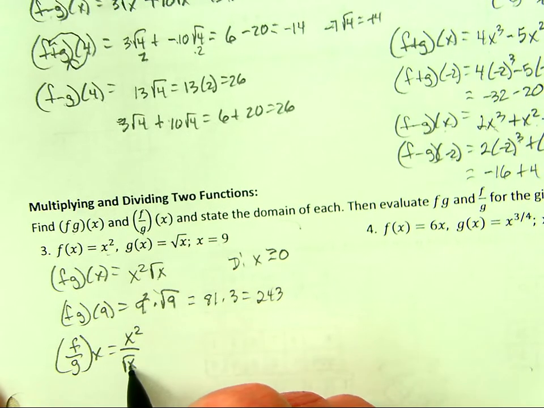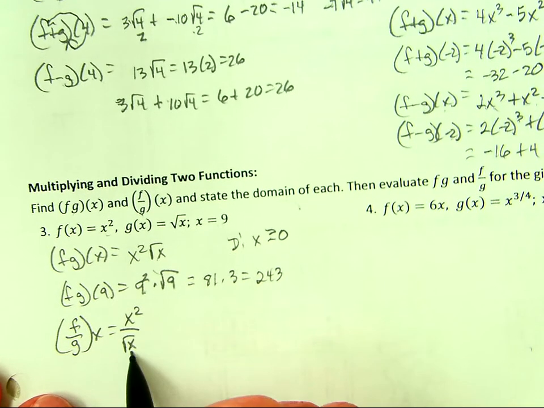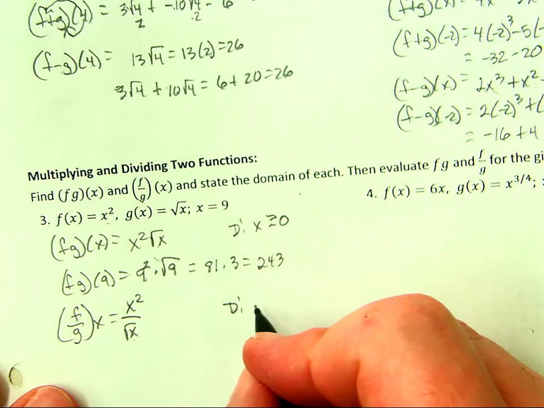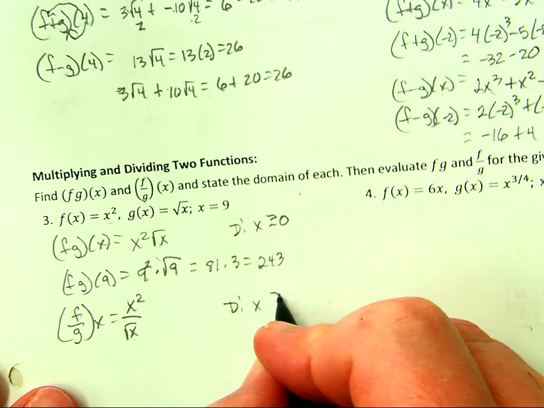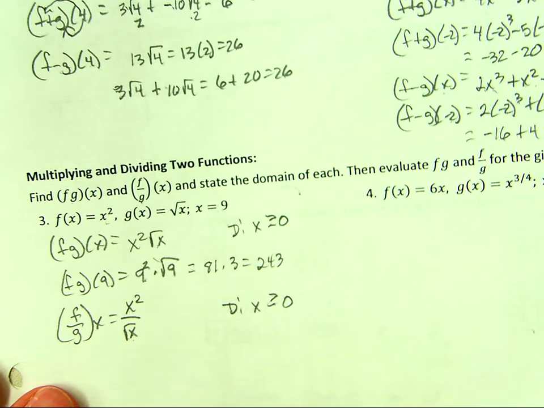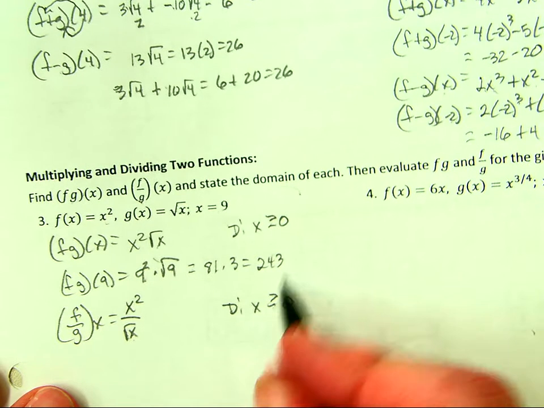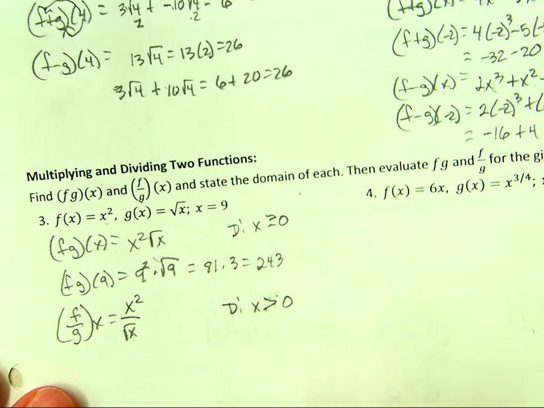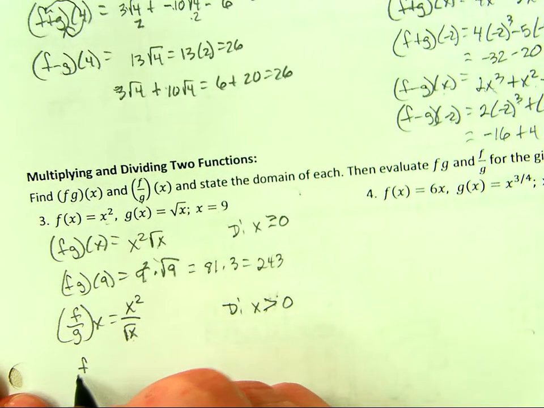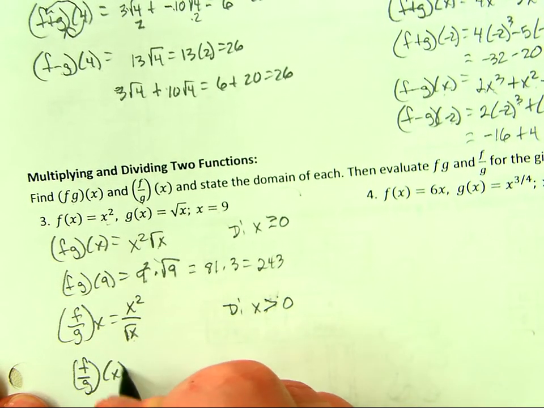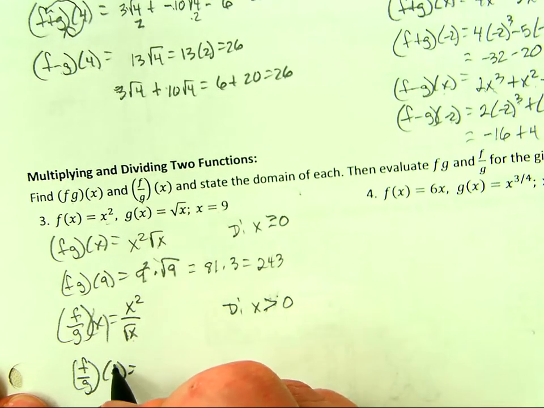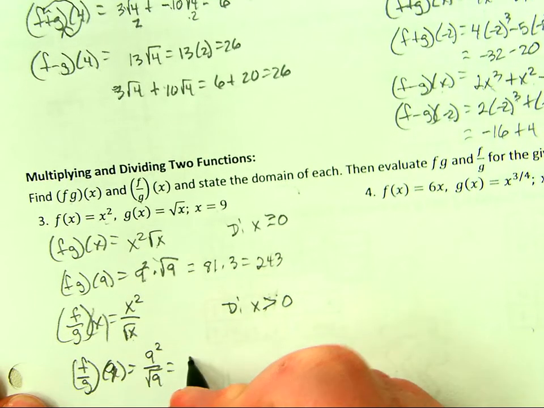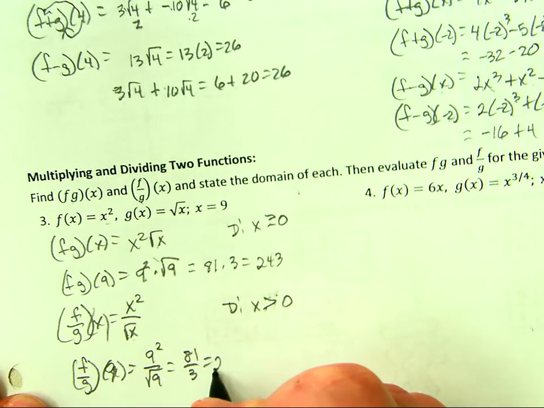Now here we have a denominator and we have a square root. So we have both of those things. So for our domain, for a square root, we would normally say x is greater than or equal to 0. But since it's also in the denominator of a fraction, it can't equal 0 either. So we're just going to do greater than 0. So that's our domain. Now to find f over g of 9, we're going to plug 9 in, so that'll be 9 squared over the square root of 9, which would be 81 divided by 3, which is 27.